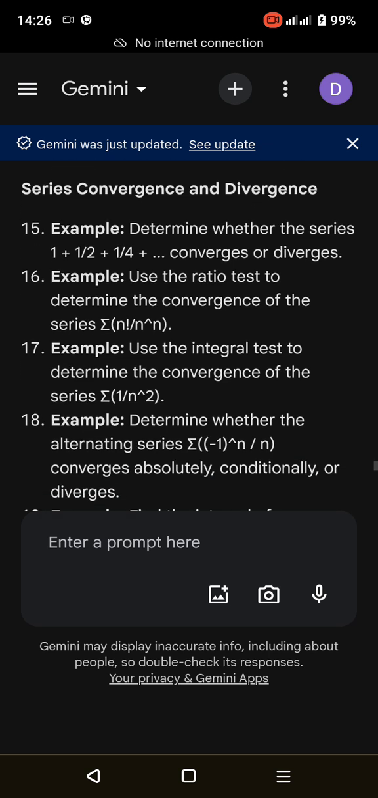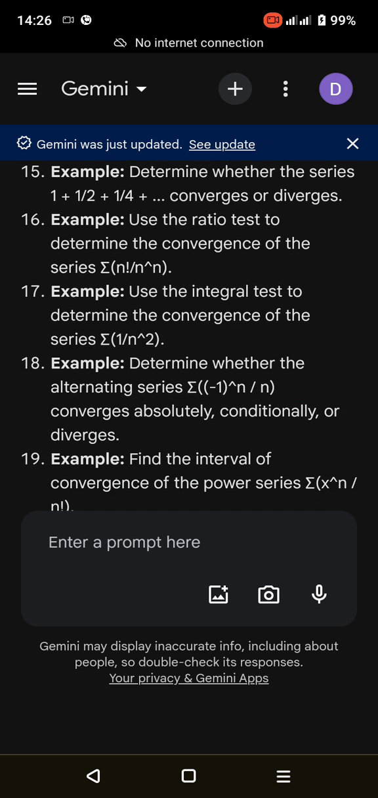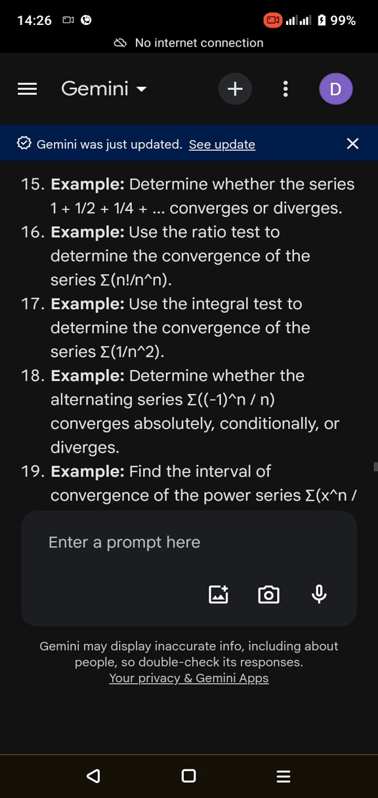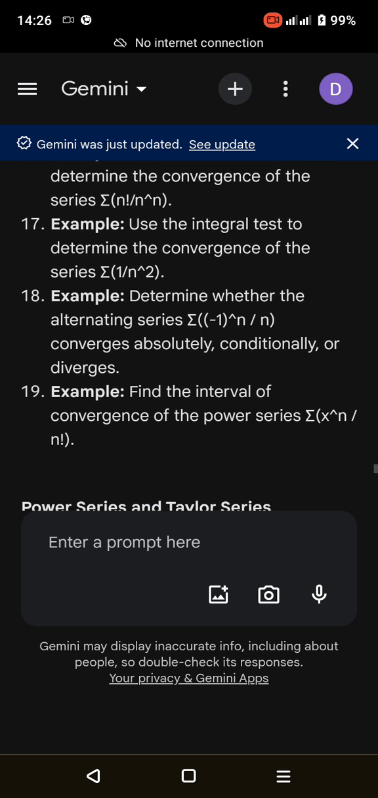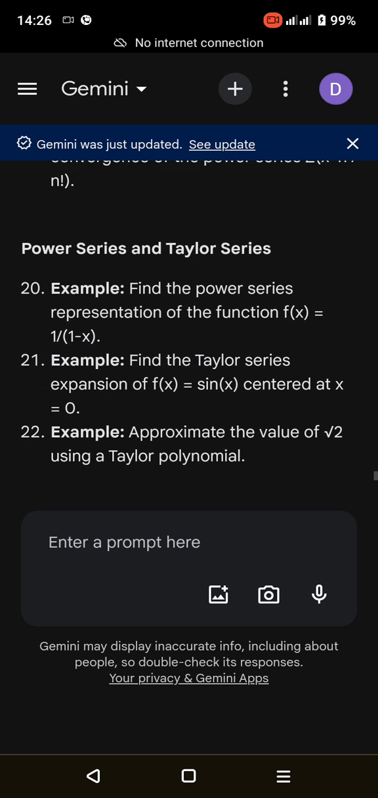44. Sequences and series are used in statistics for probability and distributions. 45. Sequences and series are used in biology to model population growth and genetic inheritance.